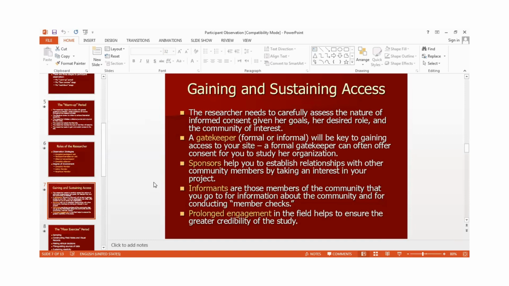A formal gatekeeper can offer consent for you to study her organization. Sponsors help you establish relationships with other community members by taking an interest in your project. Informants are those members of the community that you go to for information about the community and for conducting member checks. Prolonged engagement in the field helps to ensure greater credibility of the study.